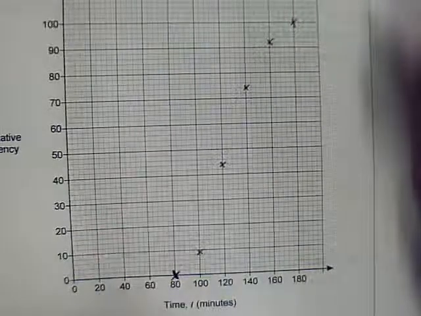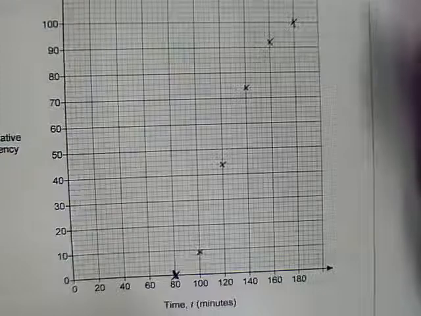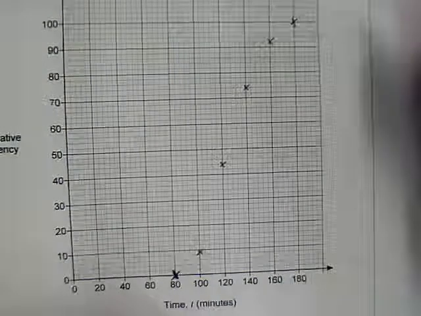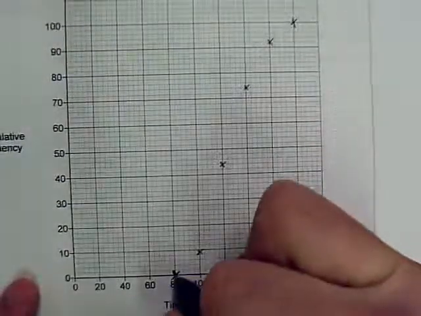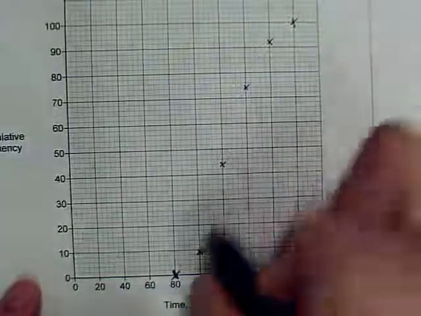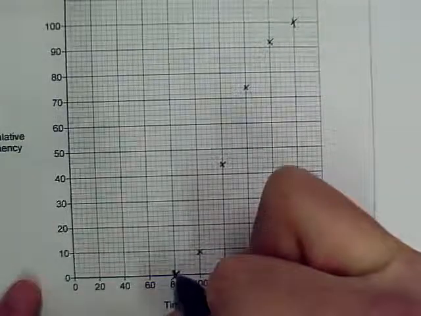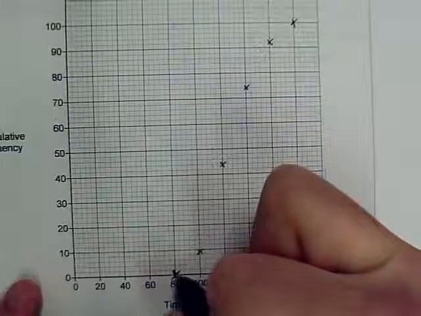Okay, now I need to join this up. We shouldn't use a ruler. It should be a nice smooth curve. So you need to do this freehand. Some students really struggle with this. What I suggest you do is put your pen or your pencil. You should really use pencil for this. I'm using a pen because I'm doing the camera.